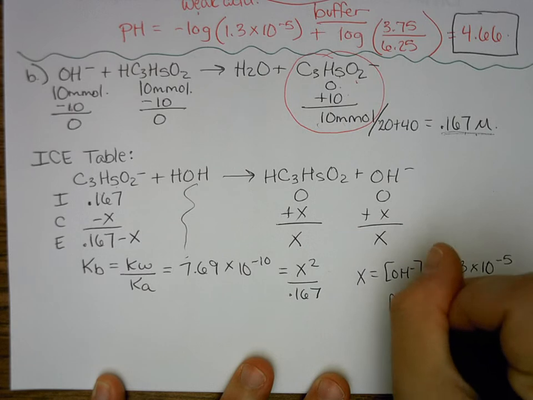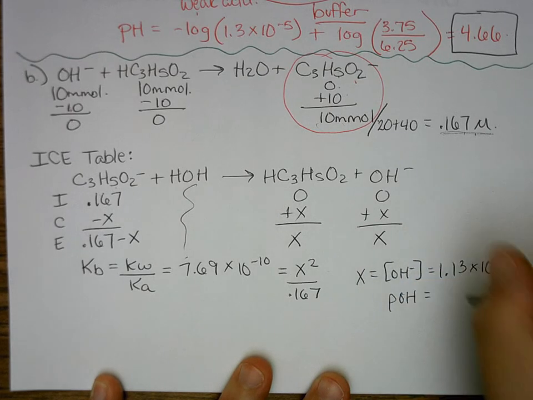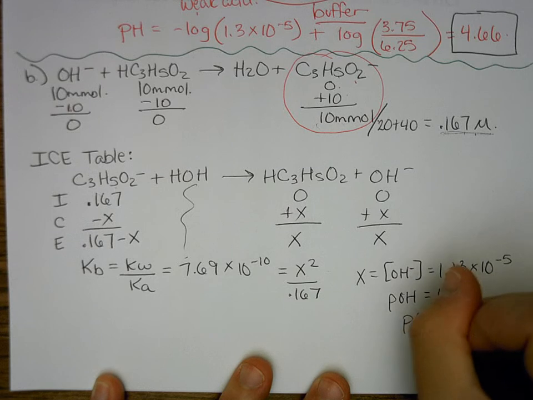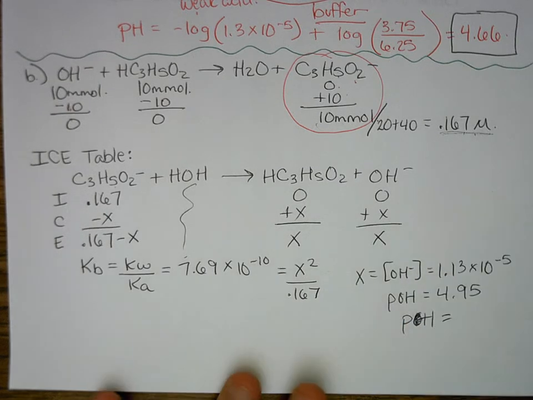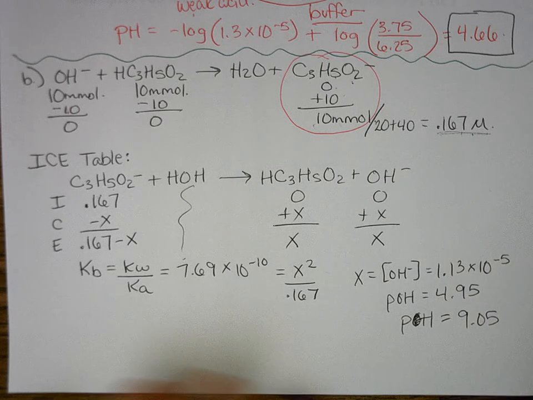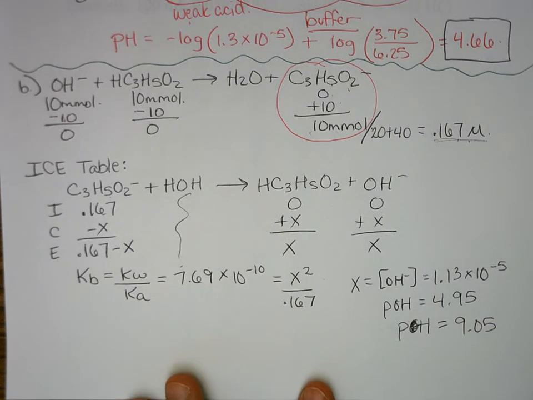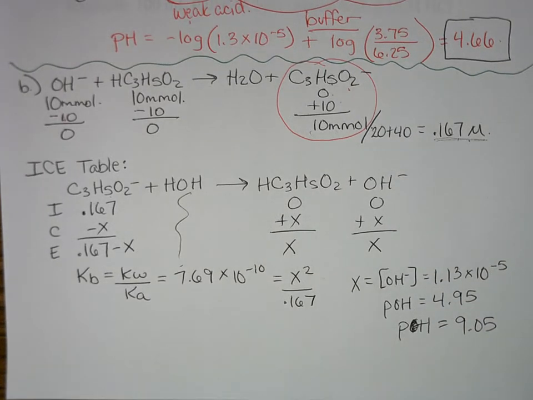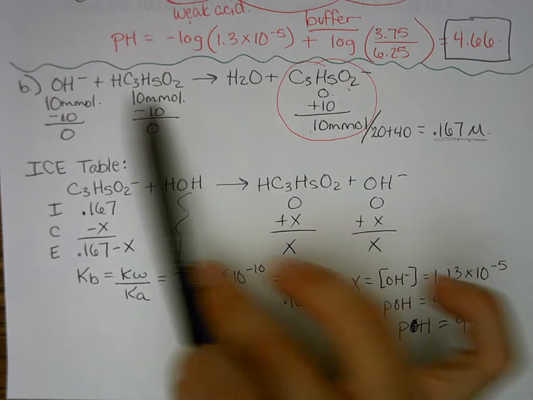Then you get the pOH by negative logging that number. It's 4.95. You subtract it from 14, you get the pH. The pH is 9.05. Okay, that's a lot. That's the equivalence point, when the moles are equal of acid and base.